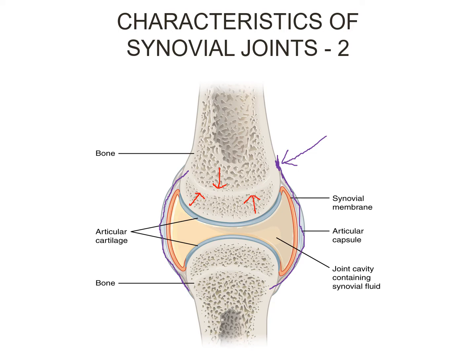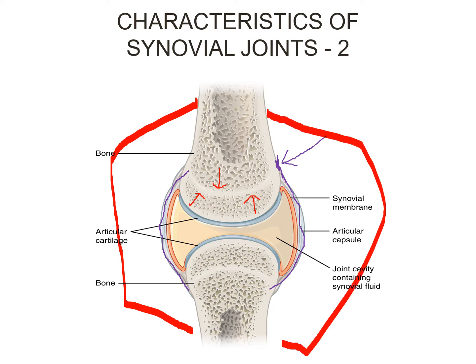Now, don't get the capsule confused with ligaments. Ligaments are going to be a lot bigger, and they're going to be more on the outside. It's still connecting a bone to bone, but a ligament is going to look more like this, holding those things together. So the articular capsule is just surrounding the joint cavity itself.